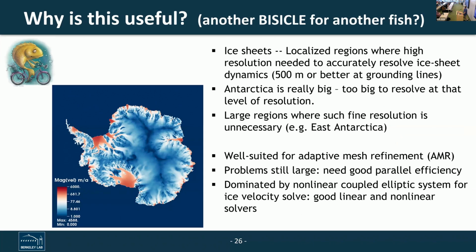And so why do we care about this? It turns out the ice sheets have really localized regions where you need really high resolution. Basically 500 meter resolution or better at the grounding lines. On the other hand, Antarctica is so big that you really can't resolve all of Antarctica at that level of resolution. And you don't necessarily know where you need the resolution, because as things evolve, as grounding lines move, we need to know where they're going to go to keep the resolution wherever it needs to be.